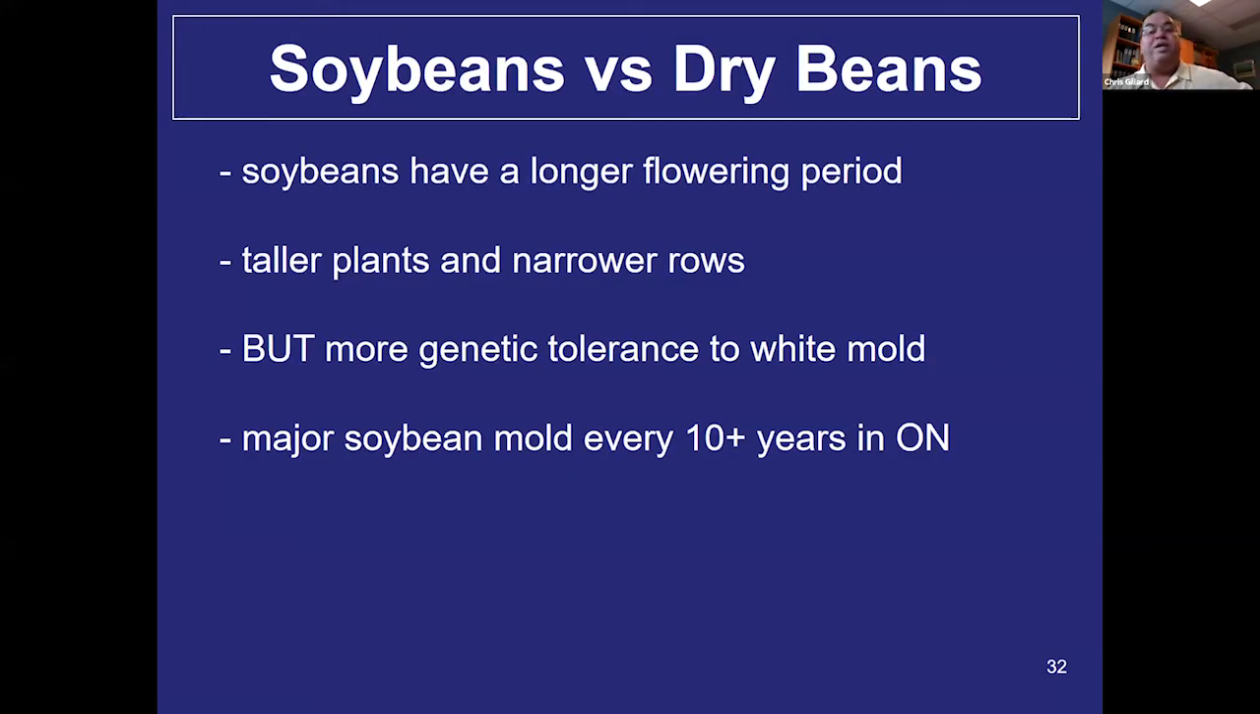So I think some of the other factors you need to consider, soybeans have a longer flowering period than dry beans, so the risk is greater. They tend to be taller plants. They're planted in narrower rows, so they should have greater chance to get disease. My feeling, though, is that most soybeans are much more genetically tolerant to white mold than dry beans, and I'll point to the field experience from Ontario's point of view. We'll get a major soybean mold event about every 10 plus years in Ontario, where dry beans it's every 3 to 5 years, which says to me that there's dramatic differences in genetic tolerance amongst the cultivars that we're testing.